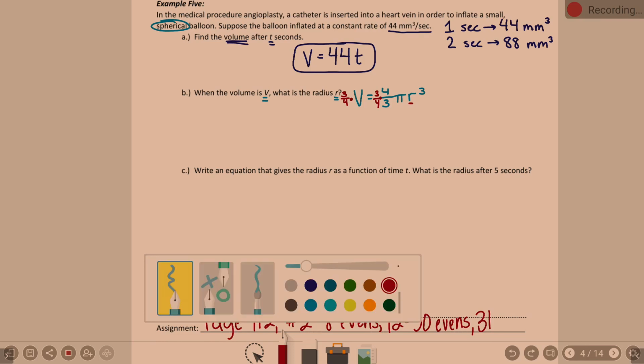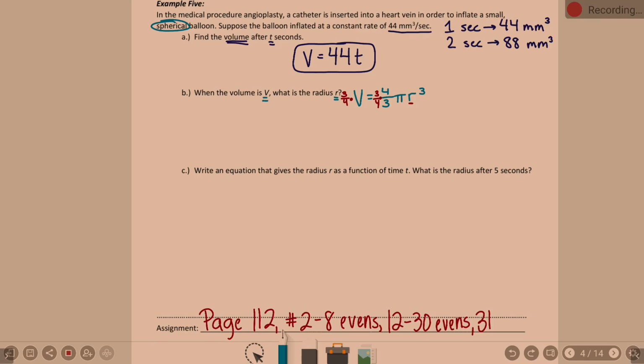How could I write that as one fraction? Three over 4 times V over 1. I'm going to write it as 3V over 4 just because of other stuff getting ready to happen. 3/4, 4/3 cancel. I'm left with pi r cubed. Now, we could have done it all in one fell swoop, but I didn't. We still have to move the pi, yes?